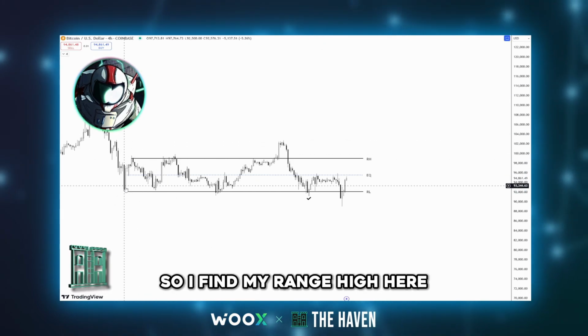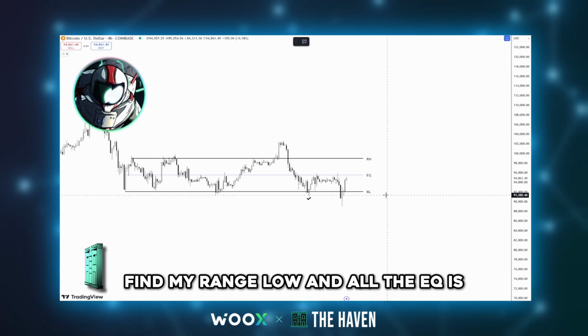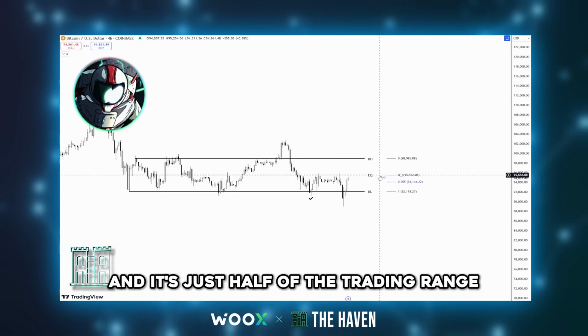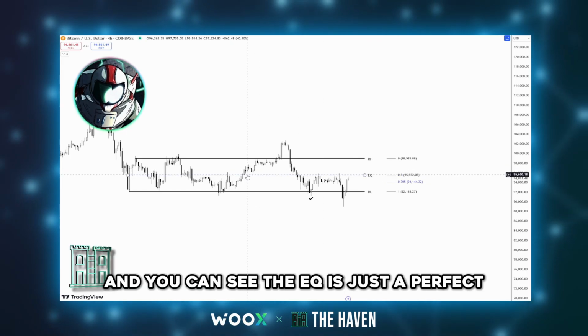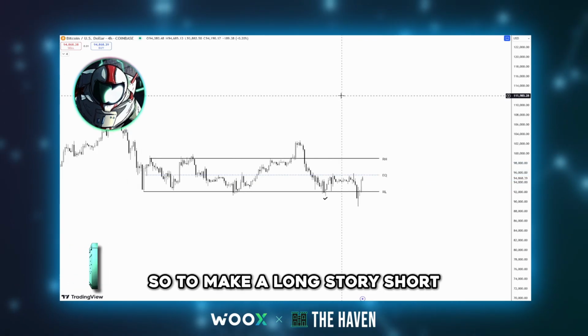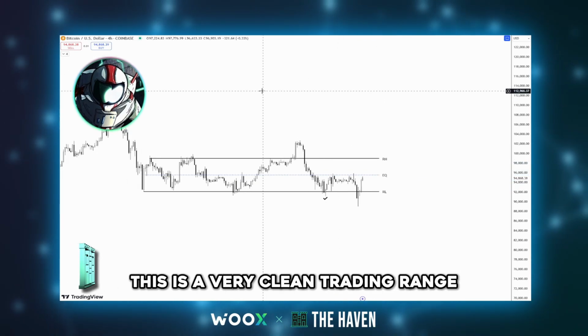So I find my range high here, find my range low, and the EQ is just 50% of the trading range. Okay, perfect. It's just half of the trading range, and you can see the EQ is a perfect H1 support and resistance flip as well. So to make a long story short, this is a very clean trading range.